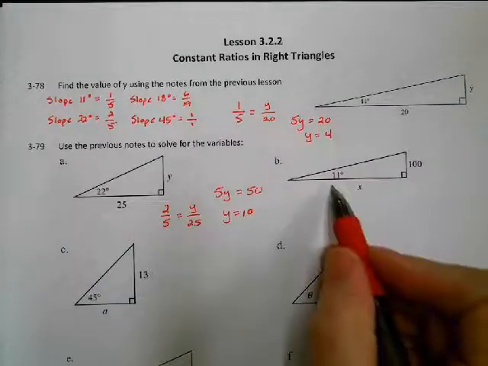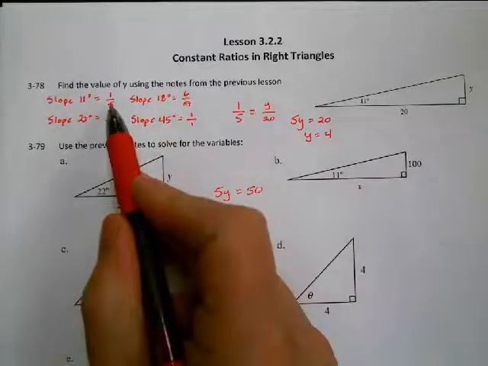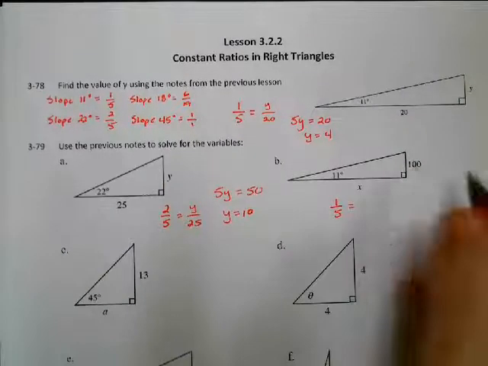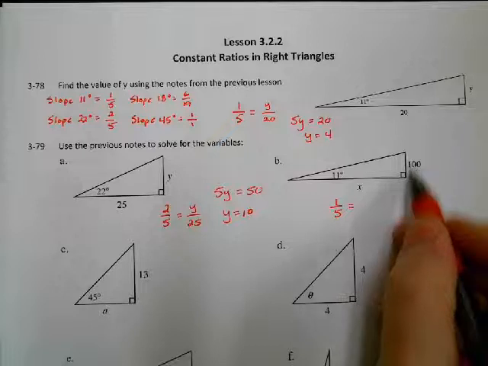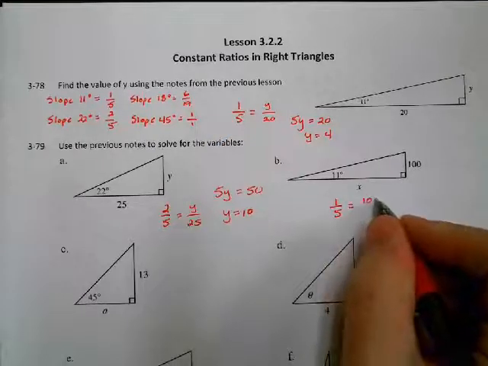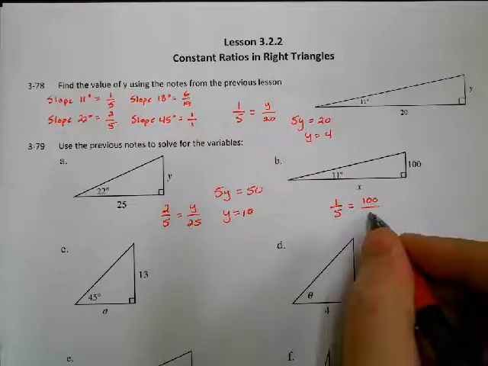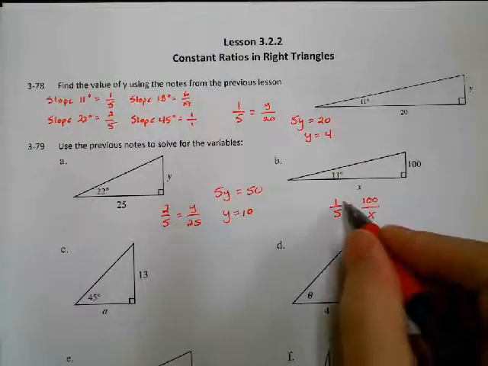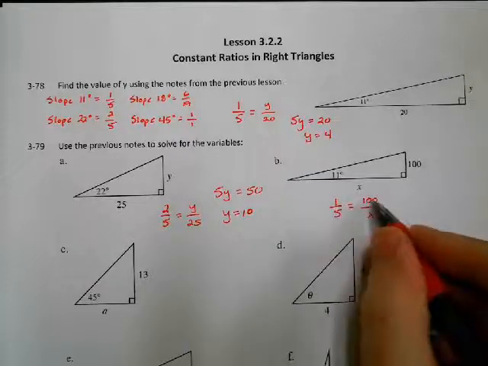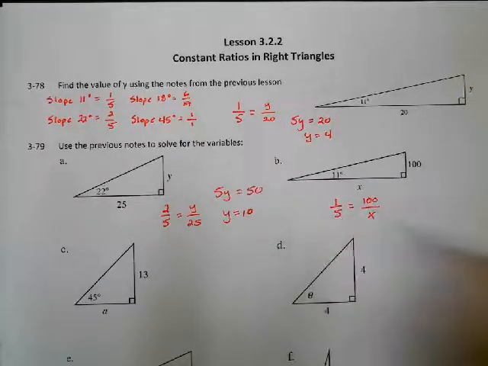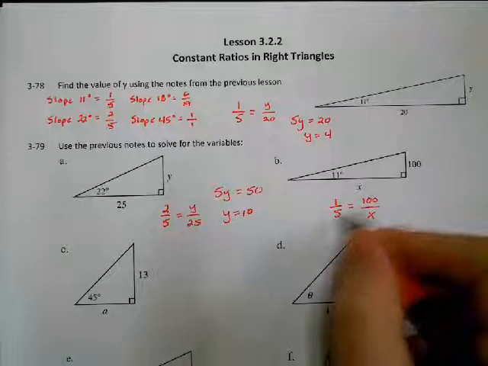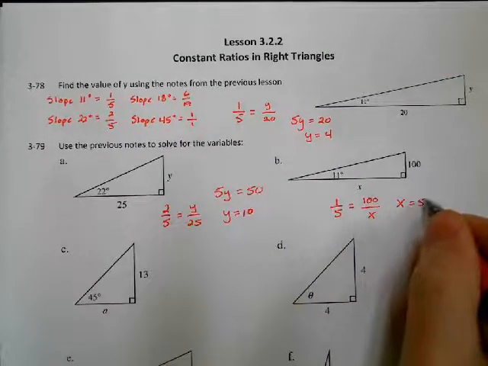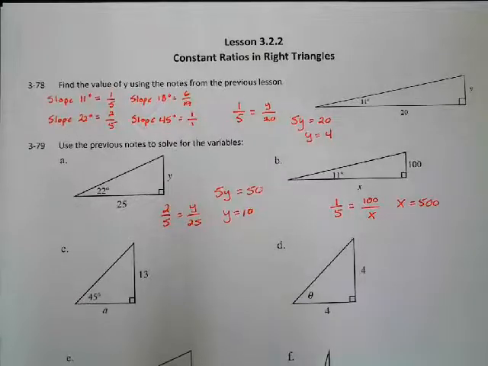Okay, next one. Slope of 11 degrees. We said it was 1/5. My change in my y value is 100. And the change in the x, we don't know. Cross products. So we can see here that we're going to get 500 for x because 1 is being multiplied by 100, so 5 should get multiplied by 100. Cross products, I get 1 times x and 5 times 100. So yeah, x is 500. Sweet. Moving on. Told you it was fast.